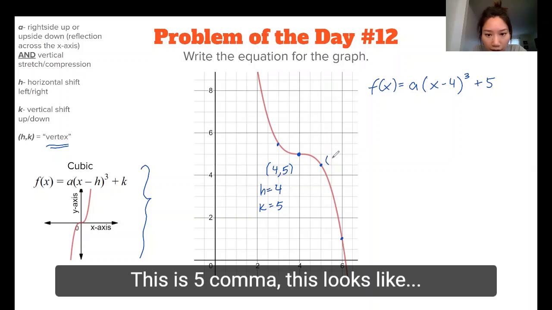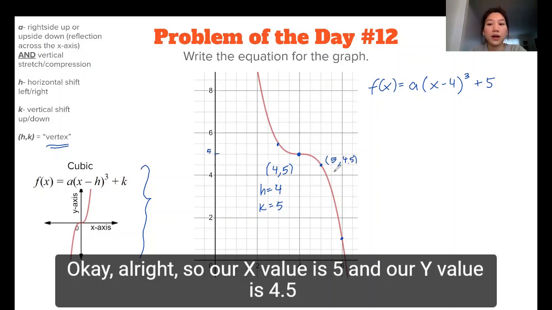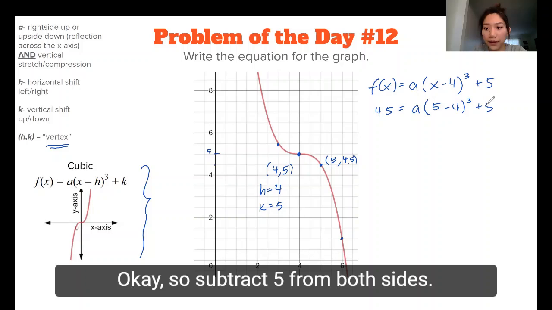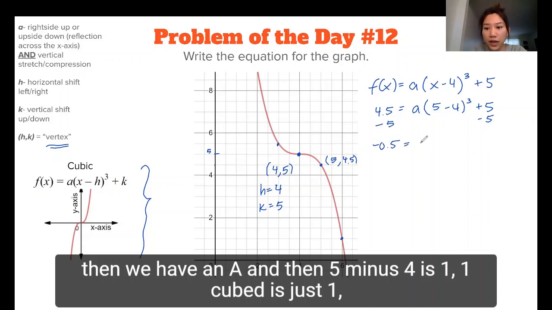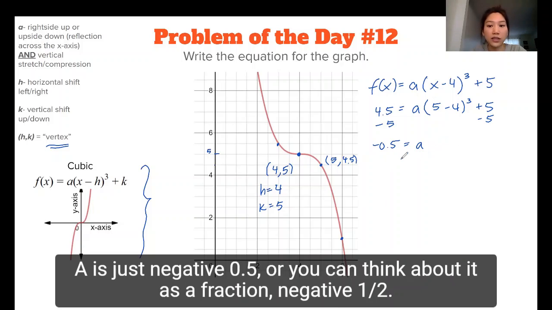This is 5, comma, and if this is 4, this is 5, so this would be 4.5. So our x value is 5 and our y value is 4.5. And then we want to do everything that we can to solve for A. So subtract 5 from both sides. 4.5 minus 5 is negative 0.5, and we have an A. Then 5 minus 4 is 1. 1 cubed is just 1, so we really don't need to write anything else. A is just negative 0.5, or you could think about it as a fraction, negative 1/2.